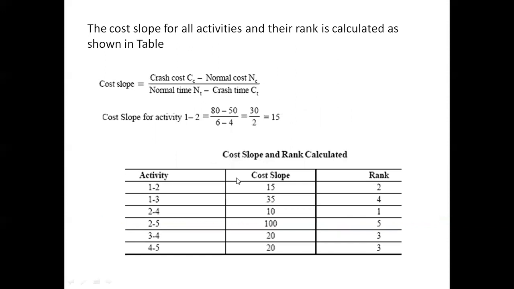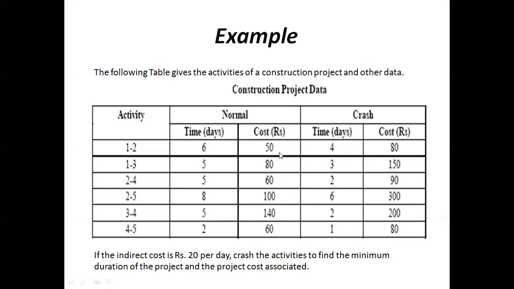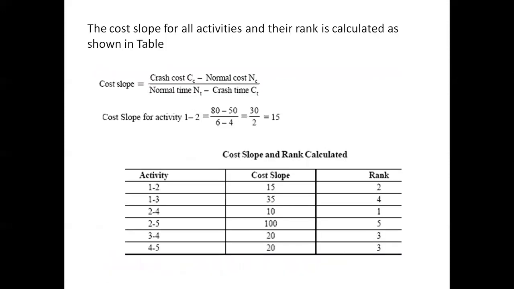Here the cost slope has been calculated. For the activity 1 to 2, the cost slope is 15. This 15 has been calculated by considering the difference between the crash cost and the normal cost, that is 80 minus 50, which is 30, divided by the difference between normal time and crash time, that is 6 minus 4, which is 2. 30 by 2 is 15. So the cost slope for activity 1 to 2 is 15.